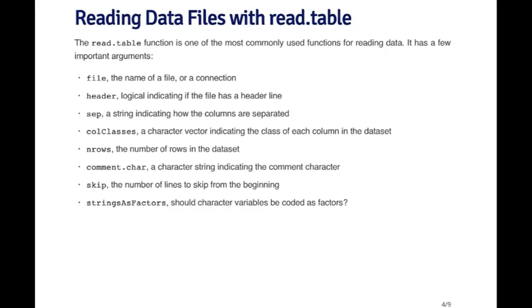The last argument is stringsAsFactors. This defaults to true, and the question is whether you want to encode character variables as factors. By default, anytime read.table encounters a column of data that looks like a character variable, it will assume that what you mean to read in is a factor variable. If you don't mean to read this in as a factor variable, then you can set stringsAsFactors equal to false.